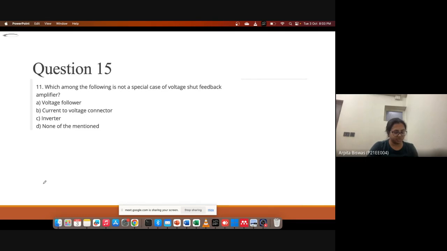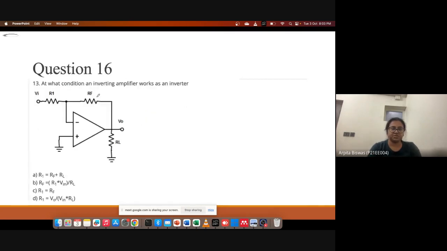The right option for question number 15 is option A. Why? Because the voltage follower has unity gain. That's why this is not a special case for voltage shunt feedback amplifier.